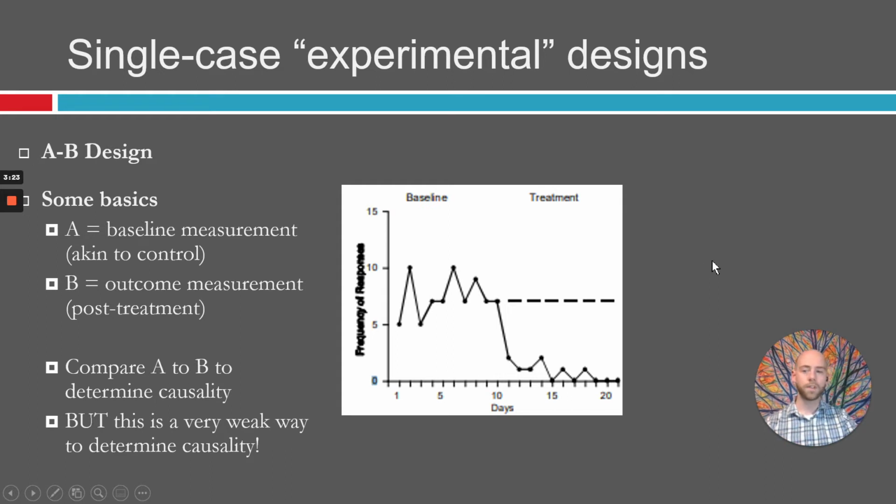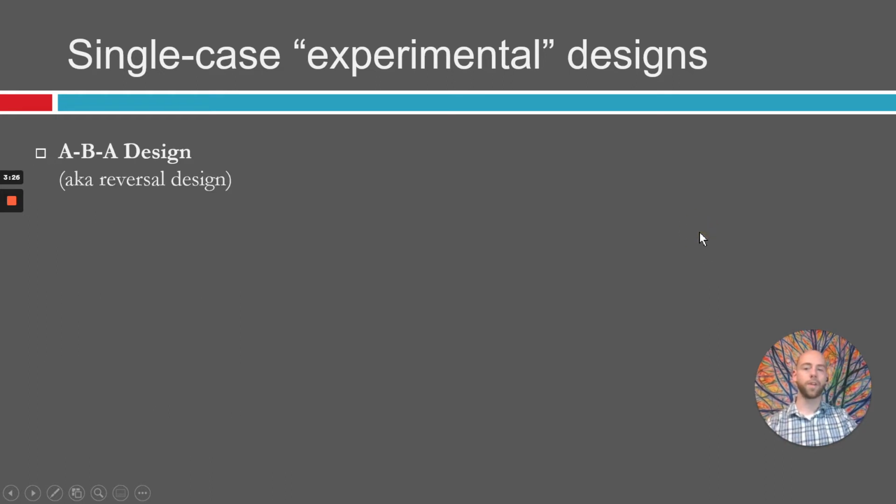So to improve on this type of design, you might do what's called a reversal design or an ABA design. ABA because you're going from baseline to post-treatment back to baseline, and that's the reversal part of it. You're reversing the treatment. So this is a type of design that might not always be totally possible, right? If you have some sort of treatment that should be a permanent change in someone, this would not be an appropriate design, right?